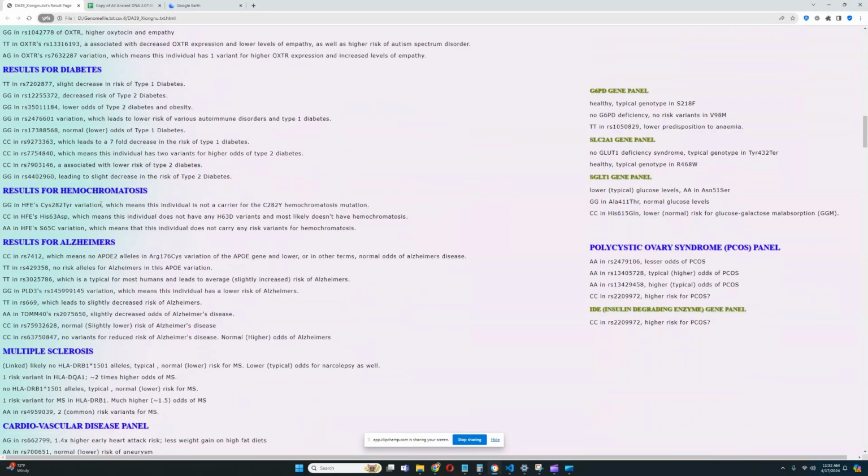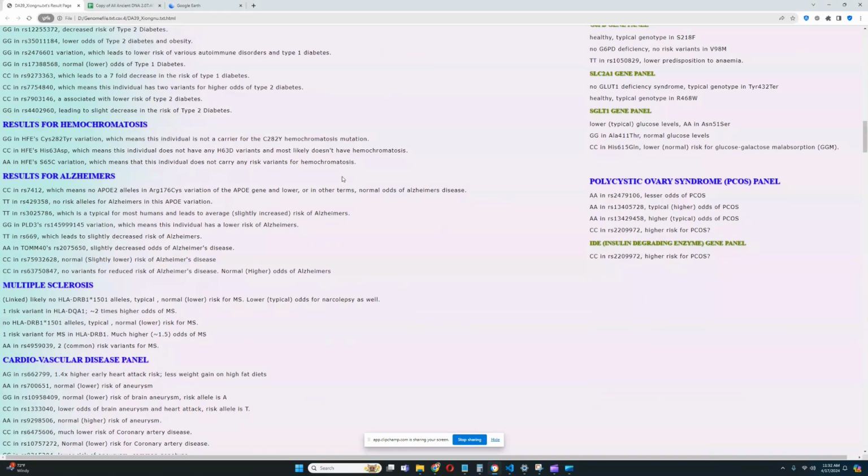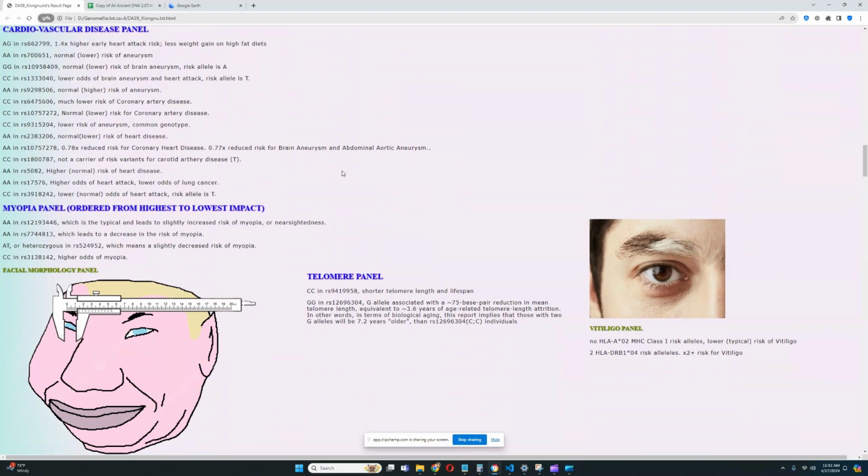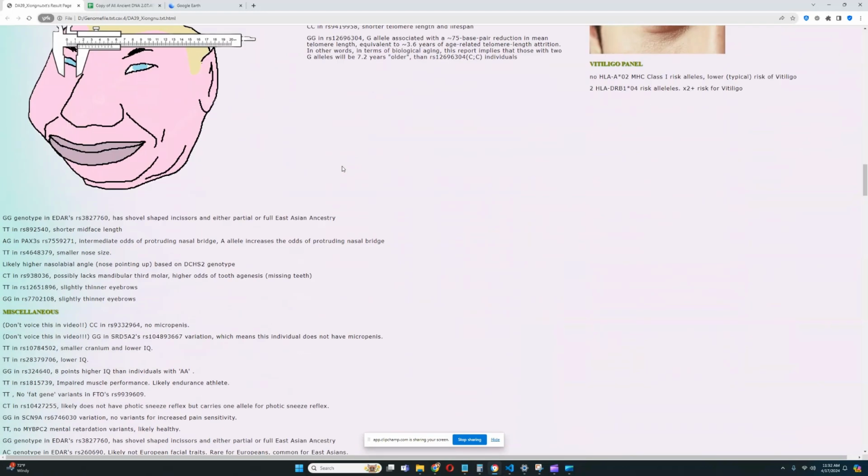Okay, for hemochromatosis, no risk variance for hemochromatosis, really good to see. I know we wanted to check Crohn's, right? So we wanted to check Crohn's. Let's scroll down to Crohn's. Maybe I'll talk about some of this stuff too.